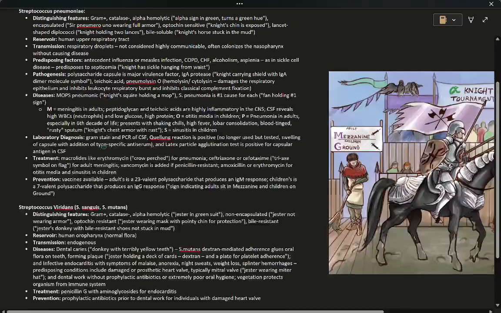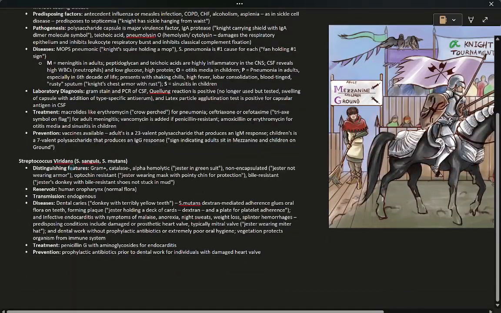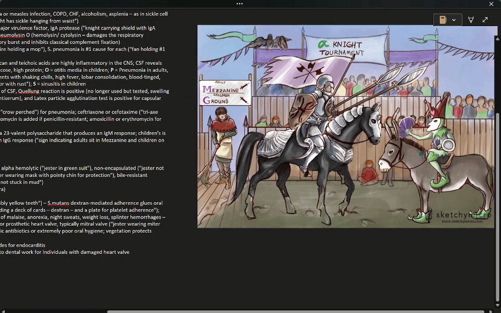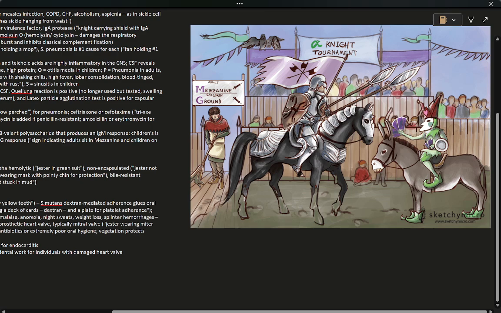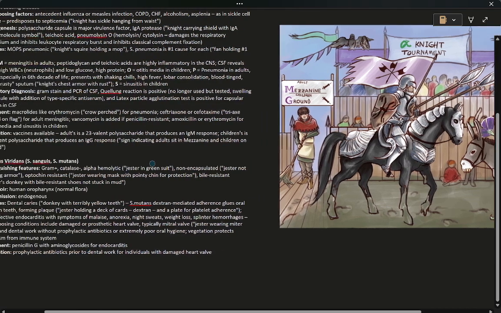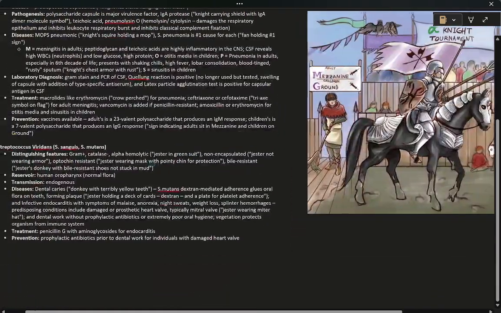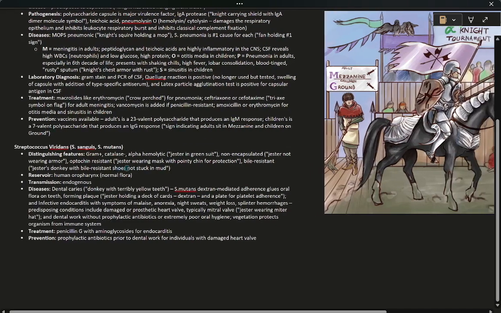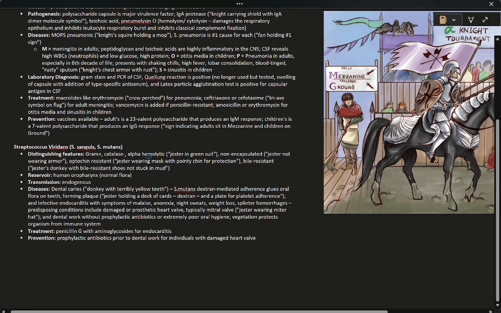So, just like the Streptococcus pneumoniae, the Streptococcus viridans is gram-positive, catalase negative, and alpha hemolytic. So, think about this jester in the green suit. Now we're going to be focusing on this character for the Streptococcus viridans. And the way you remember his alpha hemolytic is you have this Alpha Night Tournament banner hanging over here. So yeah, gram-positive, catalase negative, and alpha hemolytic.